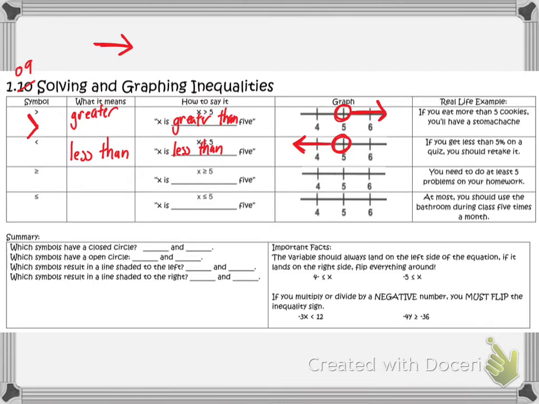Notice again it follows the same rule. Less than kind of points to the left. So that means when I graph it, it will be filled in to the left, or the arrow will point to the left.